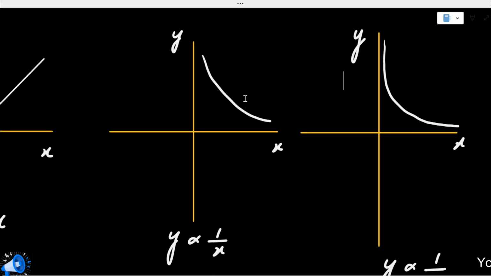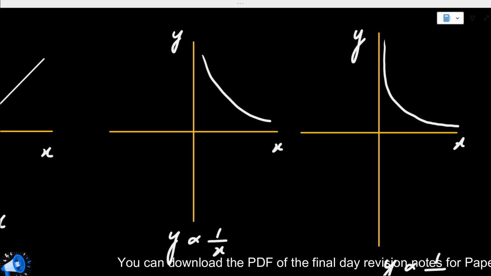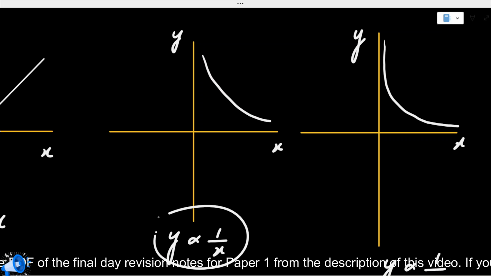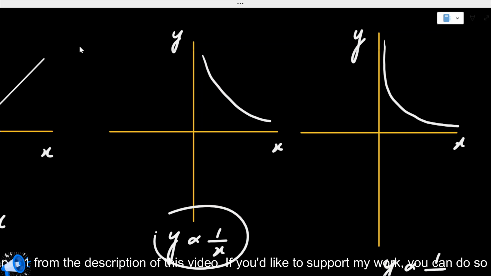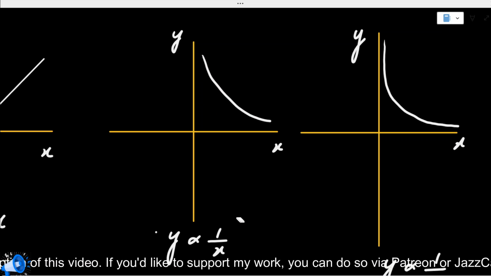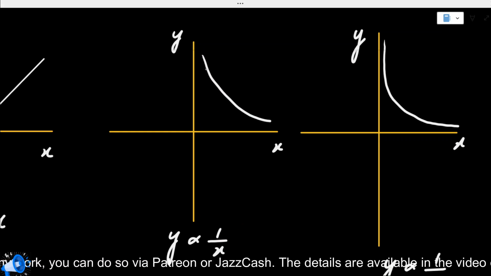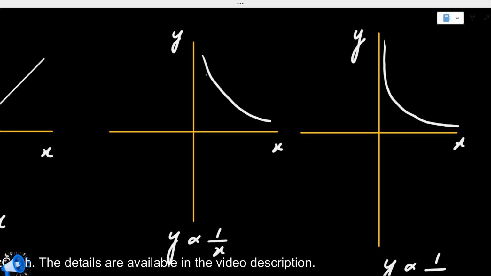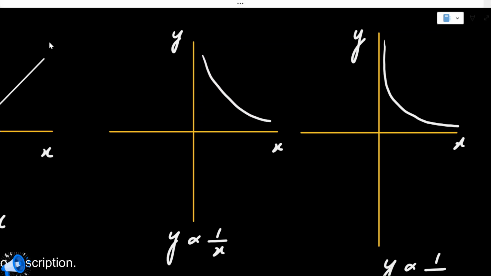Then the second one, y is directly proportional to 1 over x, or y is inversely proportional to x. There are two different ways of stating this one. You can call it y is directly proportional to 1 over x, or you can also say y is inversely proportional to x. So the graph would be a curve. The product of x and y at any 2 points would be same.